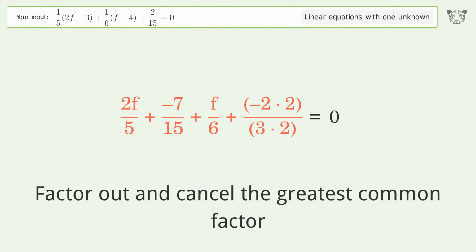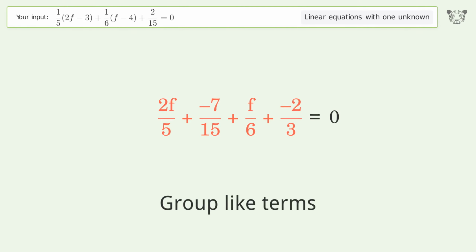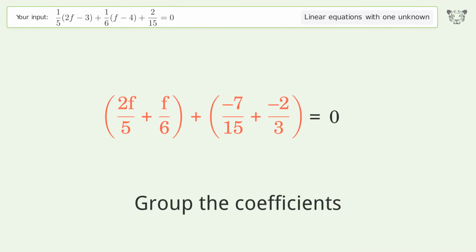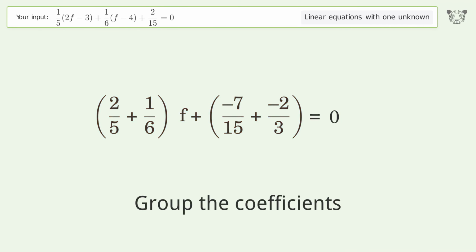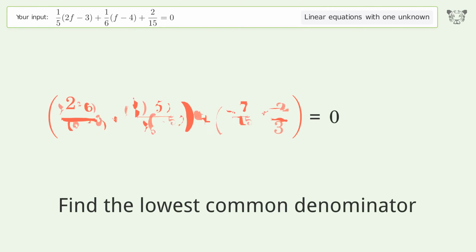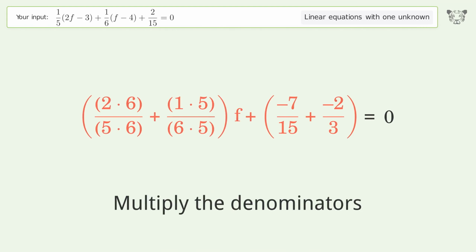Factor out and cancel the greatest common factor. Group like terms. Group the coefficients. Find the lowest common denominator. Multiply the denominators.